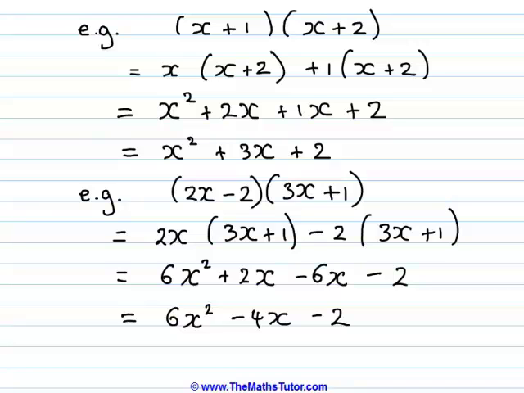It's also possible to divide expressions. This is more complicated. We'll look at this in a separate lesson.